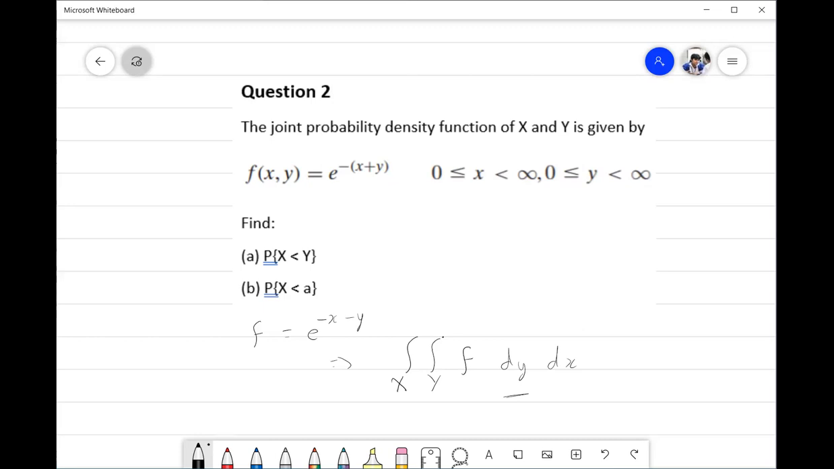So based on that knowledge, I'm going to fix this limit as the lowest value. What's the lowest value of y that it can have? It can be x, right? And it can go to a maximum value of infinity, because whatever value of x I use, it will always be lesser than y. So to account for the fact that x is lesser than y, I can denote it as this, and x will be the standard 0 to infinity. Okay, and what's our f here? That's e to the power minus x minus y dy dx.